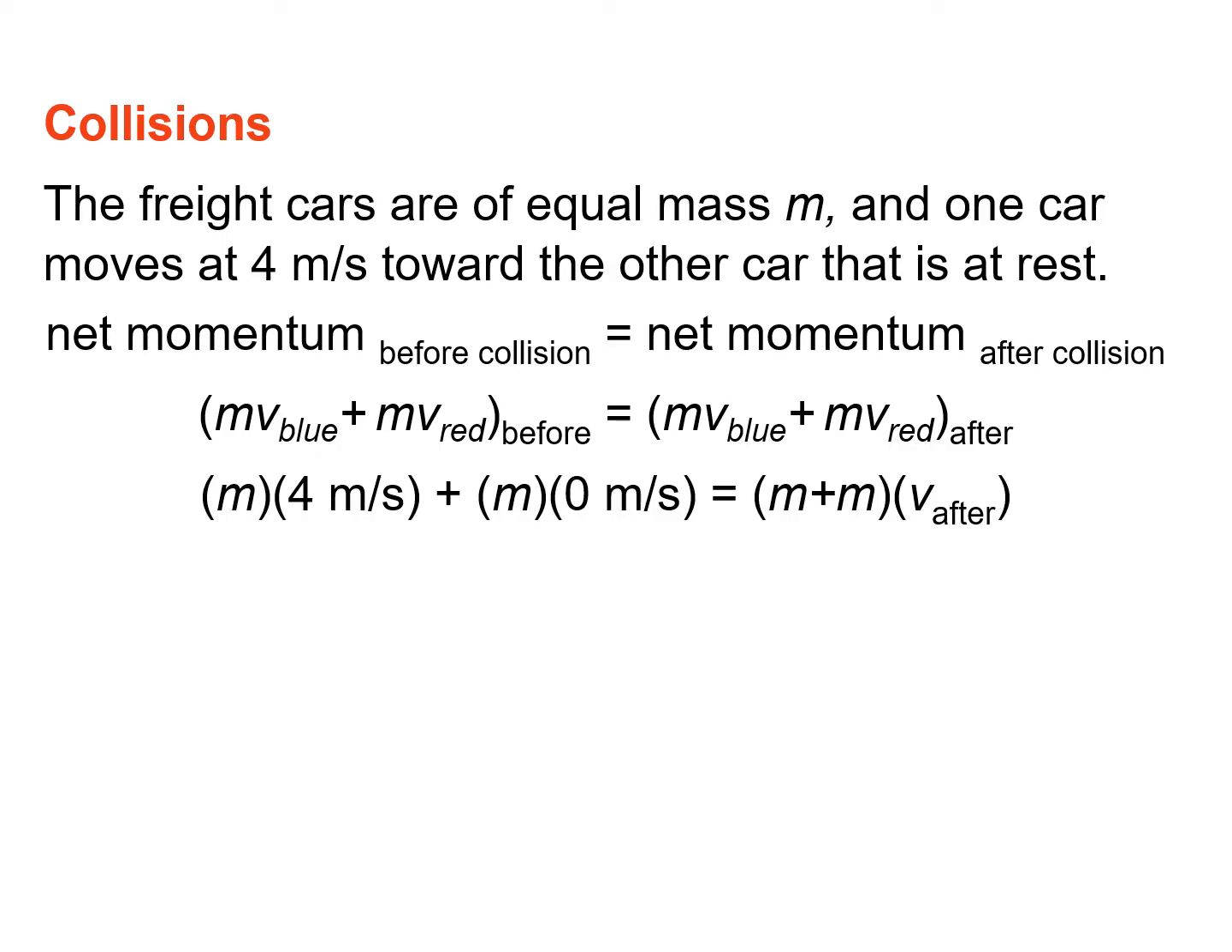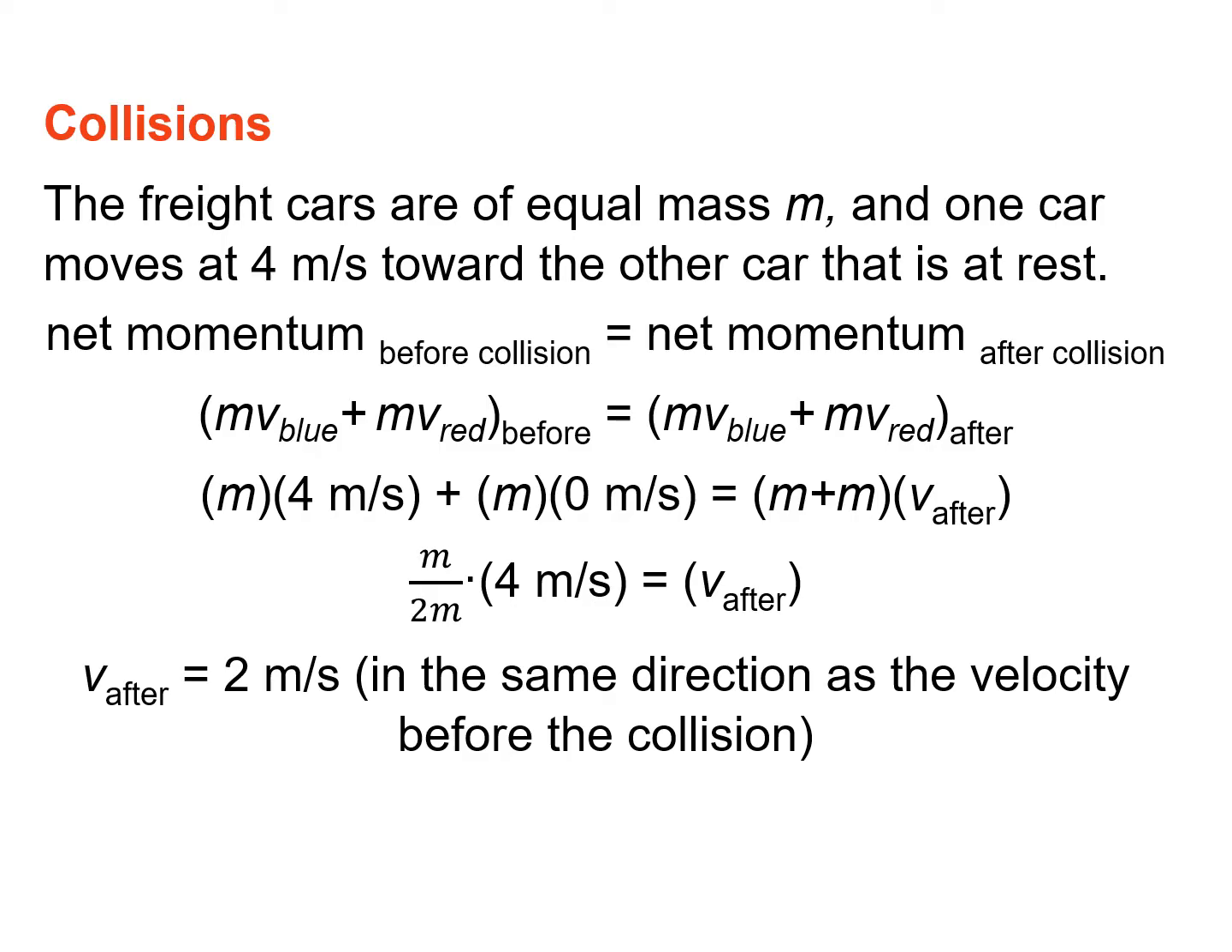Now remember, the red car was not moving, and so whatever mass car you want to use, that's going to be zero momentum. So if we just stick with m as our mass, then we have 4 times m, and on the other side we have 2m times v. If we divide by 2m on both sides to get v by itself, then you see that it is m over 2m, that's 1/2, times 4. That's 2 meters per second, exactly as we predicted.